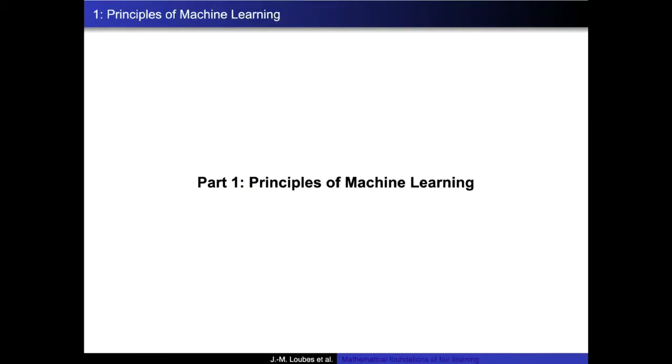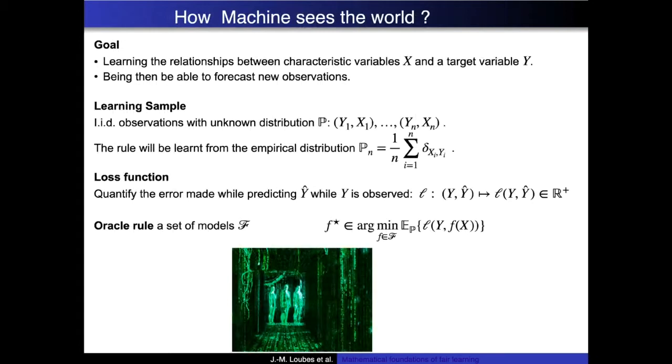So I'm going to quickly recall the principles of machine learning that are at stake when you study bias. It has everything to do in machine learning with how a machine sees the world. Indeed, I'm going to put myself in the framework of supervised learning, where you look at a variable which is called x.